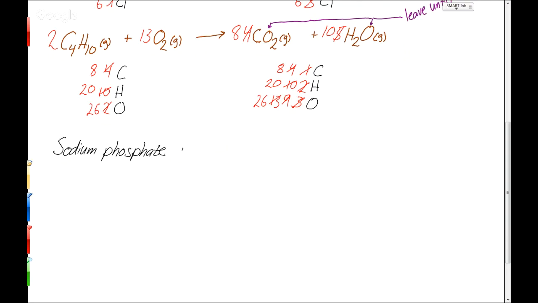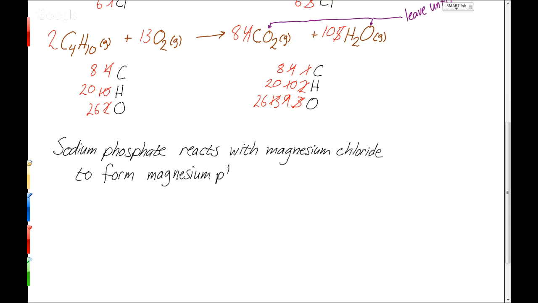Sodium phosphate reacts with magnesium chloride to form magnesium phosphate and sodium chloride. So let's say that's your reaction. See if you can write a balanced equation for that reaction.